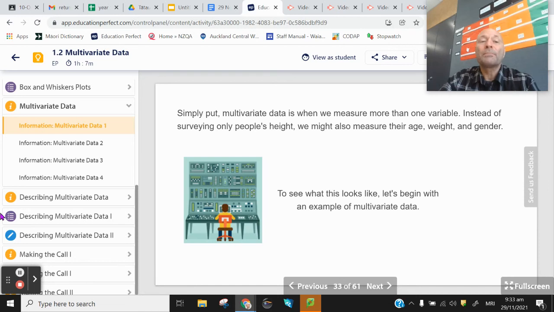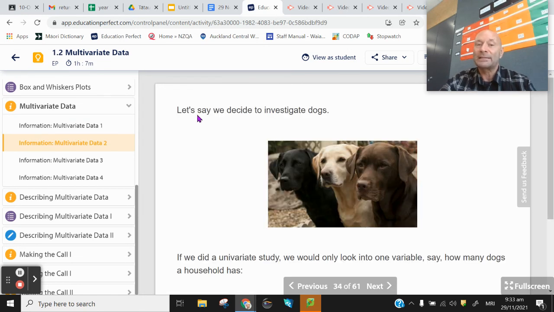Kia ora. So with multivariate data, multi meaning many, we are going to measure more than one variable. And instead of surveying only somebody's height, for example, we might also measure their age, weight, and gender. To see what this looks like, let's begin with an example of multivariate data.